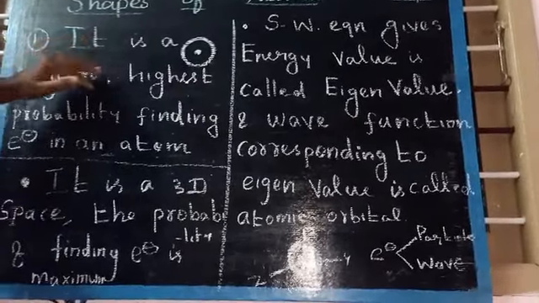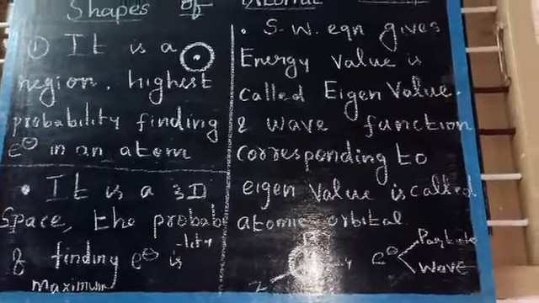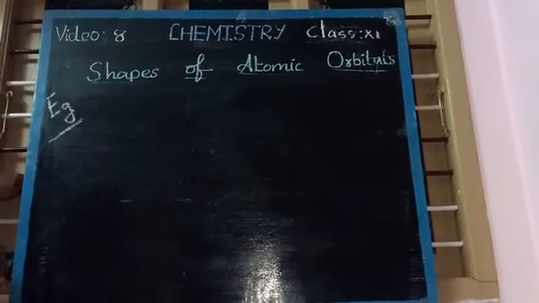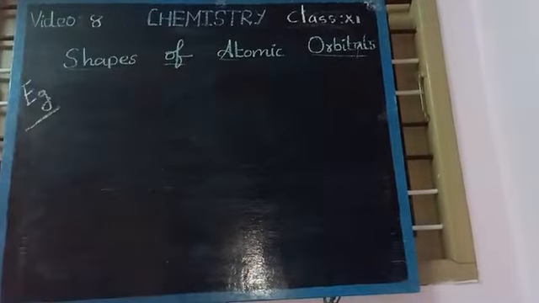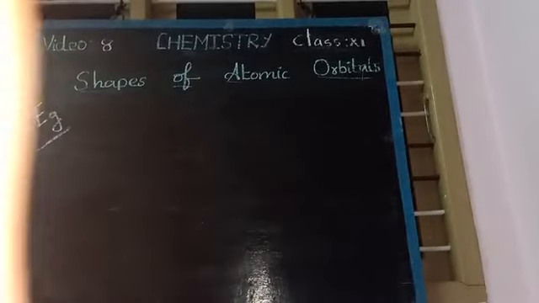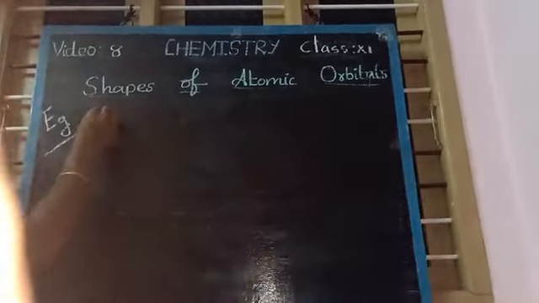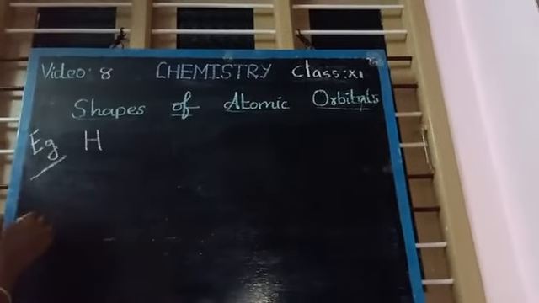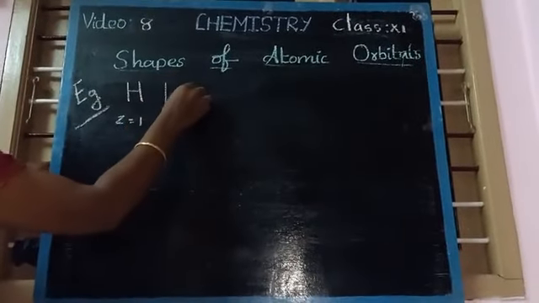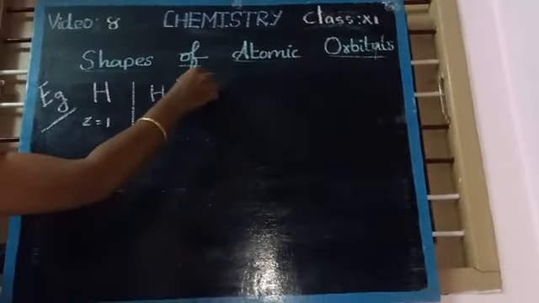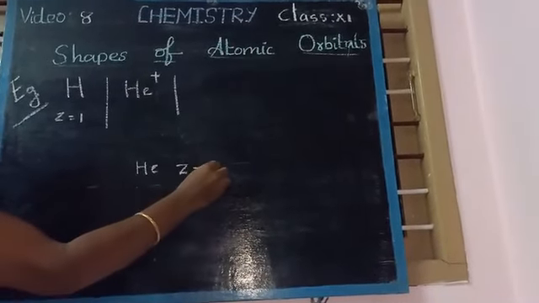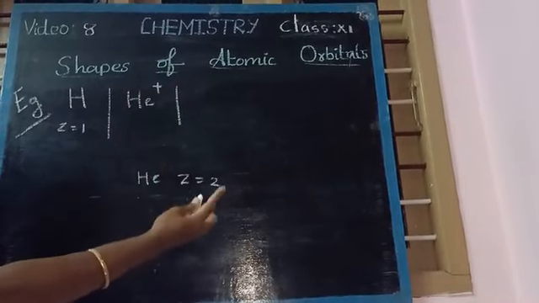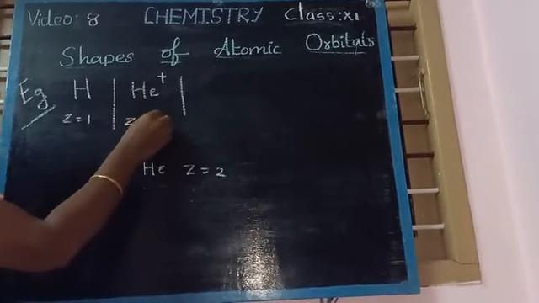Now let us discuss the shape of atomic orbitals. Let us see examples of one electron species, which contain only one electron. For example, hydrogen, atomic number 1. Next, helium, He plus. Normally helium has atomic number Z equal to 2, but He plus means one electron is lost, so it has one electron.